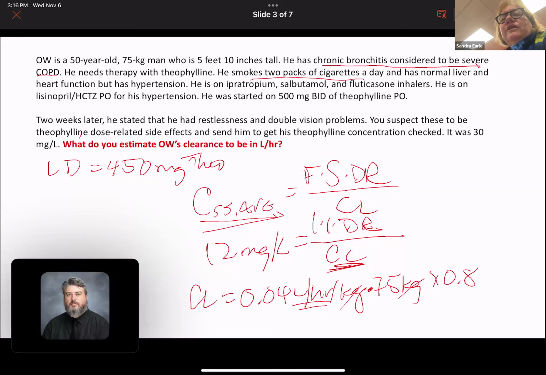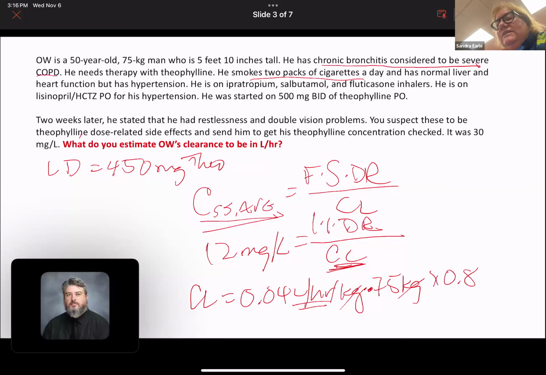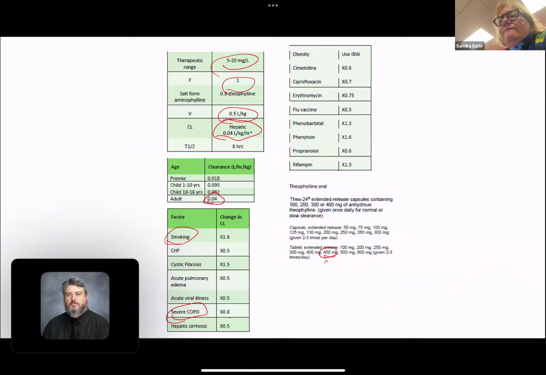But he has normal liver and heart function, hypertension. Okay. So he's also a smoker, so that's 1.6. And I don't believe any of these other drugs are going to affect it, so we're good, right?